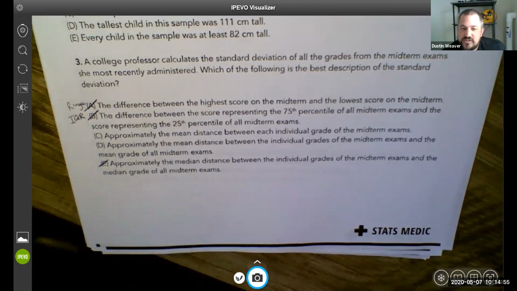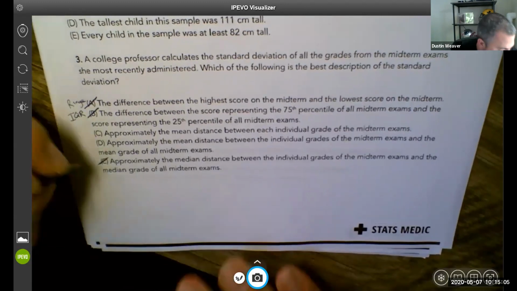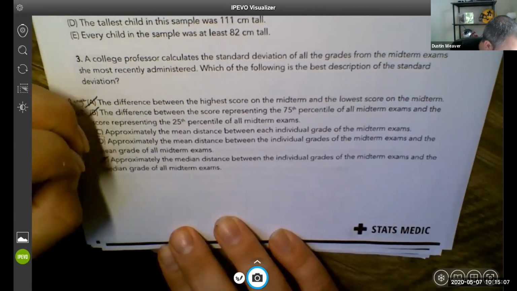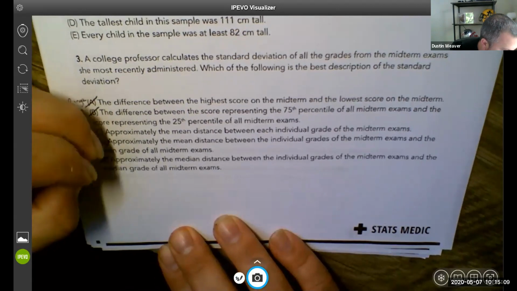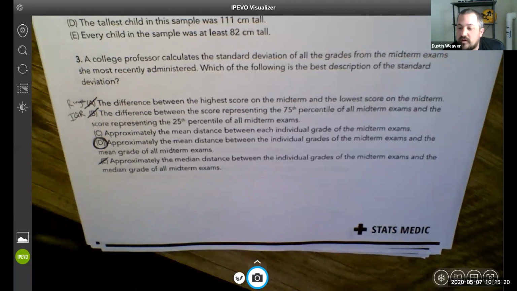Yes, so that explains to you how far the individual score is from the mean, not from each other, but how far they are from the mean. That is your definition of standard deviation. All right. So the smaller your standard deviation, the closer all your scores are to the mean. And obviously, the larger your standard deviation, the more spread out they are and the farther they are from the mean.